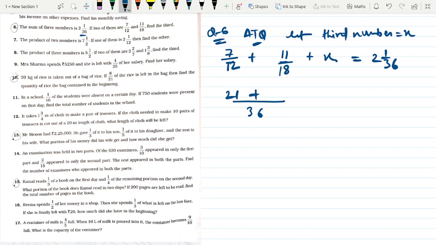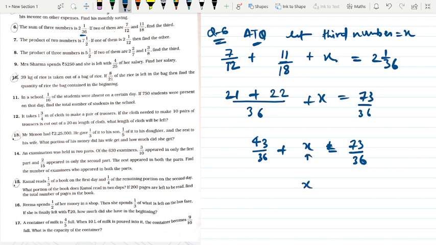So when you solve this, 12 3s are 36, 3 7s are 21, plus 18 2s are 36, so 2 times 11 is 22, plus x equals, here is a mixed fraction, we will write it as an improper fraction. 36 2s are 72, plus 1, 73/36. So just solve this, you will get 43/36 plus x equal to 73/36.